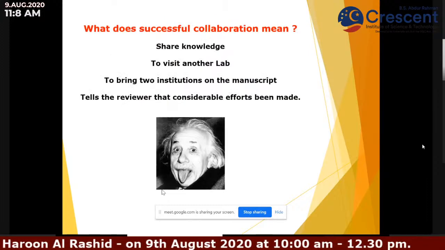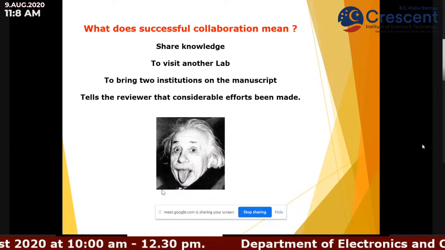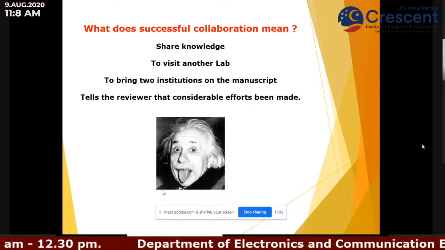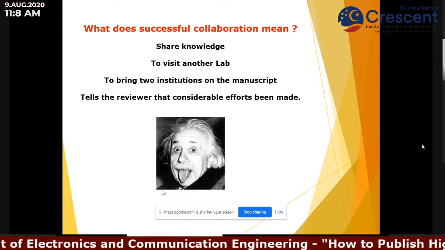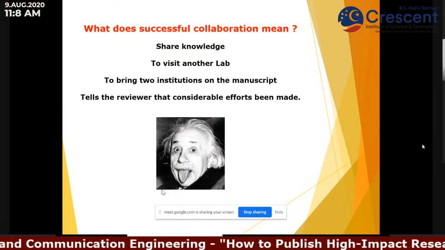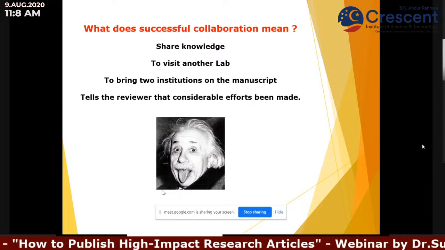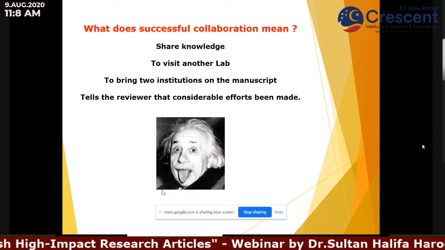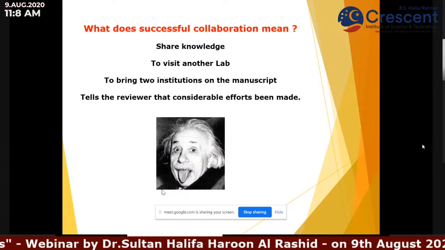And the most important part of a collaboration is you share knowledge. You may not have certain infrastructure in your lab or in your university. You can actually go do those experiments in their lab. Say, for example, this is, again, it comes to having a thorough literature survey.